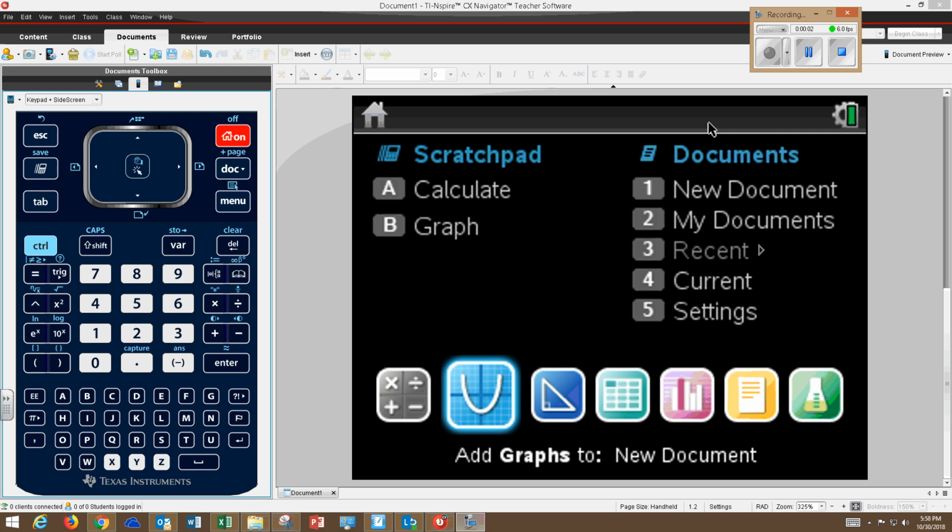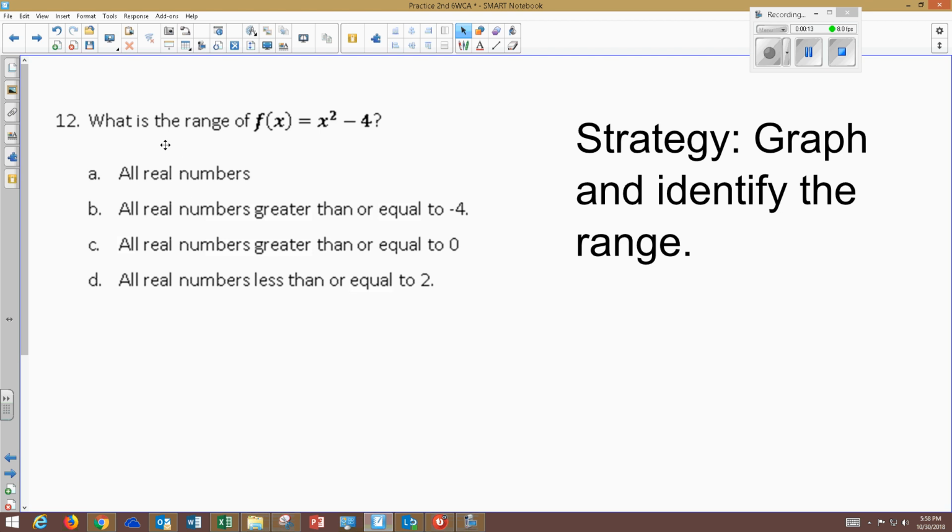These last two examples are all calculator based, and actually this is problems number 12 and 13, so we're going to handle those together. Let's look at problem number 12. Problem number 12 is: what is the range of f of x equals x squared minus 4? Is it all real numbers, all real numbers greater than or equal to -4, all real numbers greater than or equal to 0, or all real numbers less than or equal to 2?